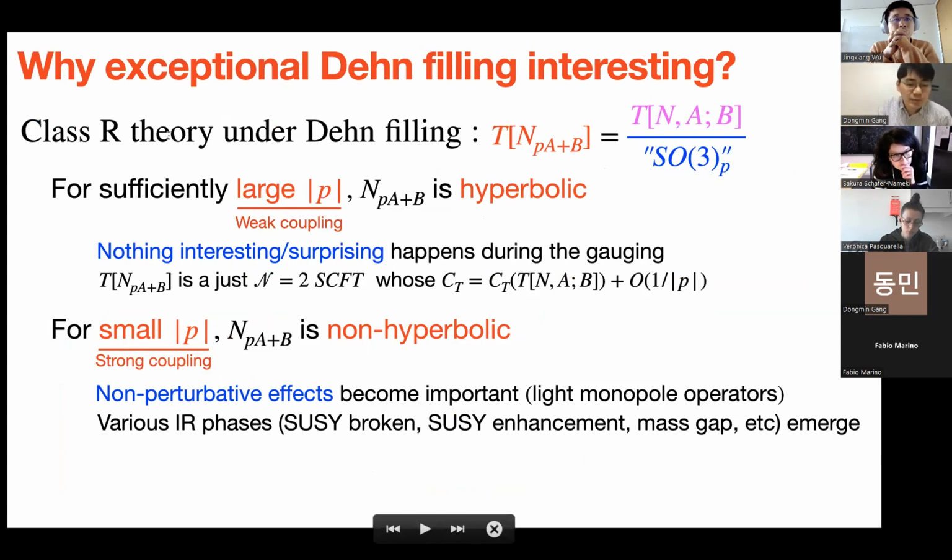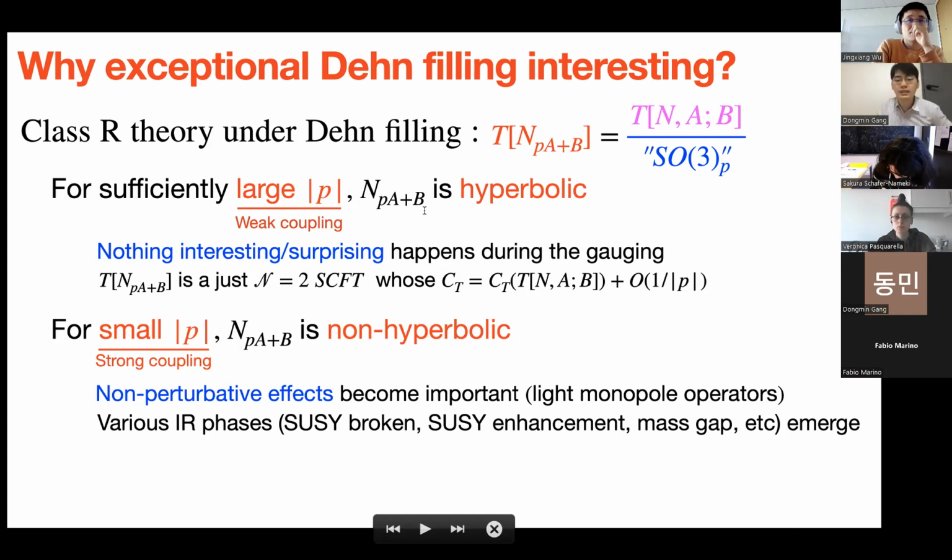So in summary, in class R theories, the Dehn filling corresponds to gauging, and this slope P is given by the gauging Chern-Simons level of this gauging procedure. So for large P, in Chern-Simons theory, 1 over P corresponds to the coupling constant. So if P is very large, then this corresponds to weakly coupled theories. And we know that according to Thurston's theorem, this should be hyperbolic if P is sufficiently large.